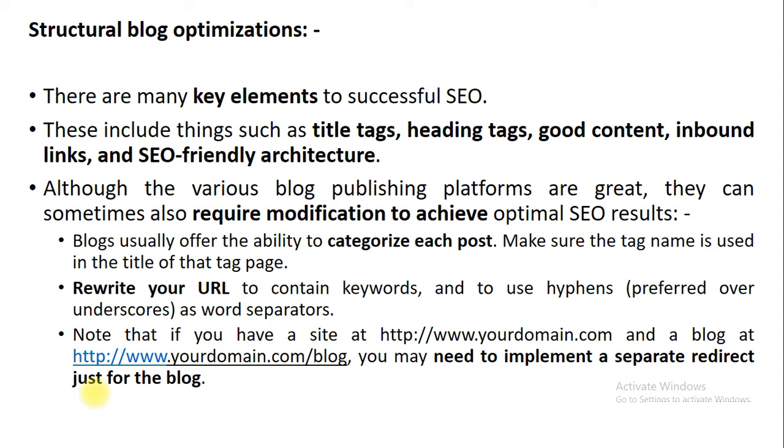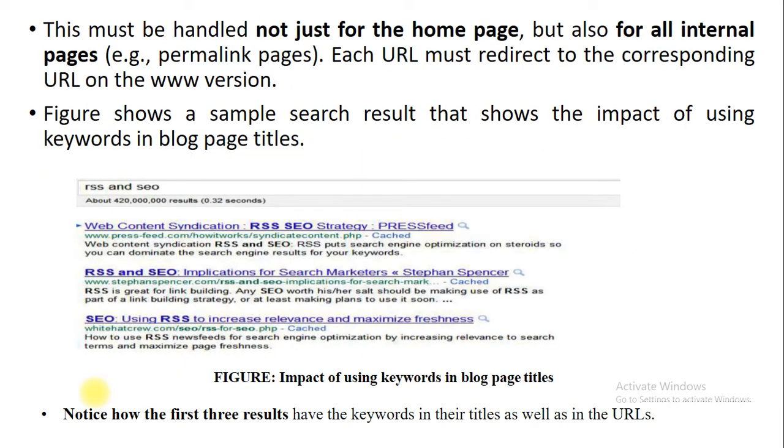So you need to provide a separate redirect for the website as well as for the blog. This must be handled not just for the home page but for all the internal pages. Internal pages means the pages which are connected with the website, right? If 5 pages are connected with the home page, you just need to make sure that your home page and internal pages are connected properly using permalink pages, and all the redirection would be possible properly, otherwise it may create conflict.